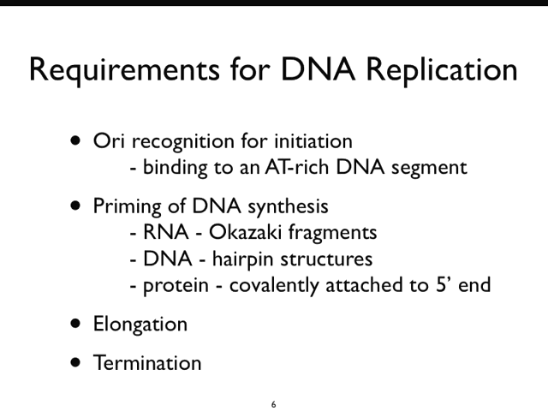Priming can result from RNA, in which case you have those small RNA-DNA hybrids that are termed Okazaki fragments of about 140 nucleotides. From DNA hairpin structures, where the DNA bends back on itself, exposes a free 3' hydroxyl, and allows for progressive synthesis of DNA molecules. Or it can be protein that's covalently attached to the 5' end and allows for the initiation of DNA synthesis. The next event is pretty easy.